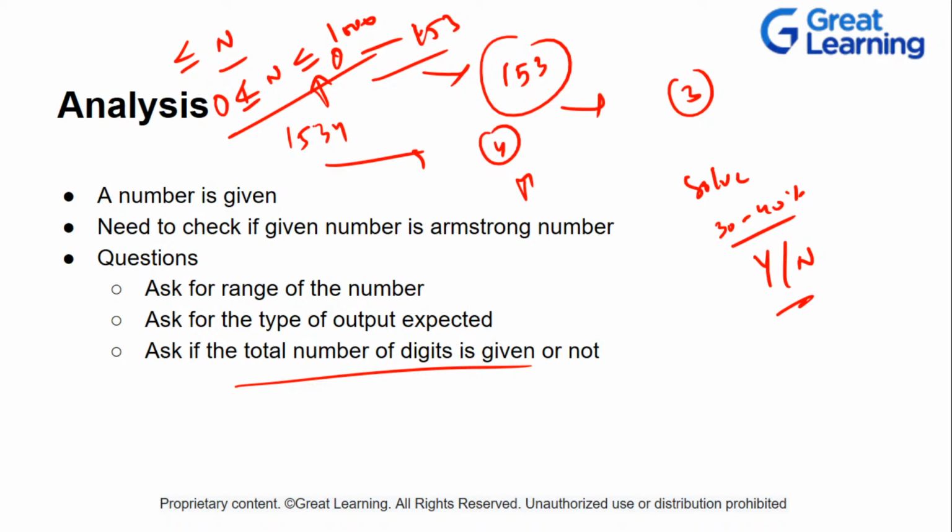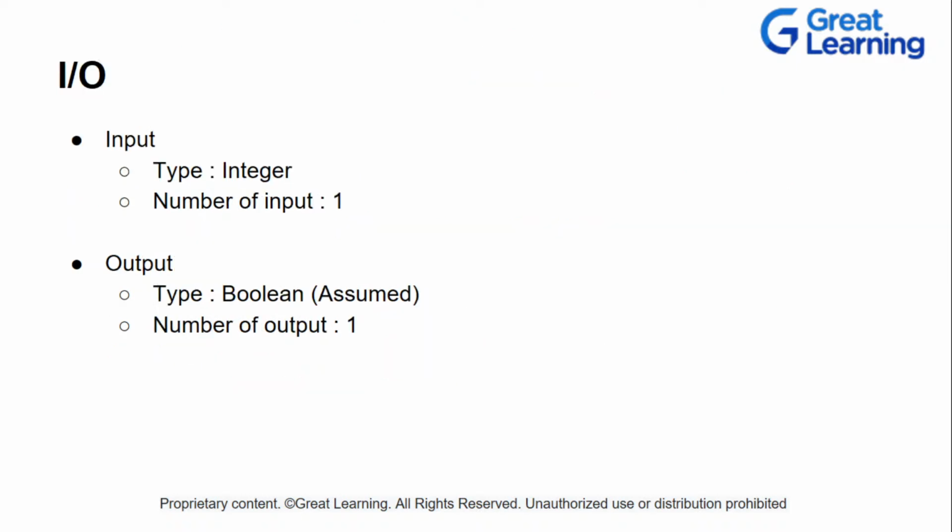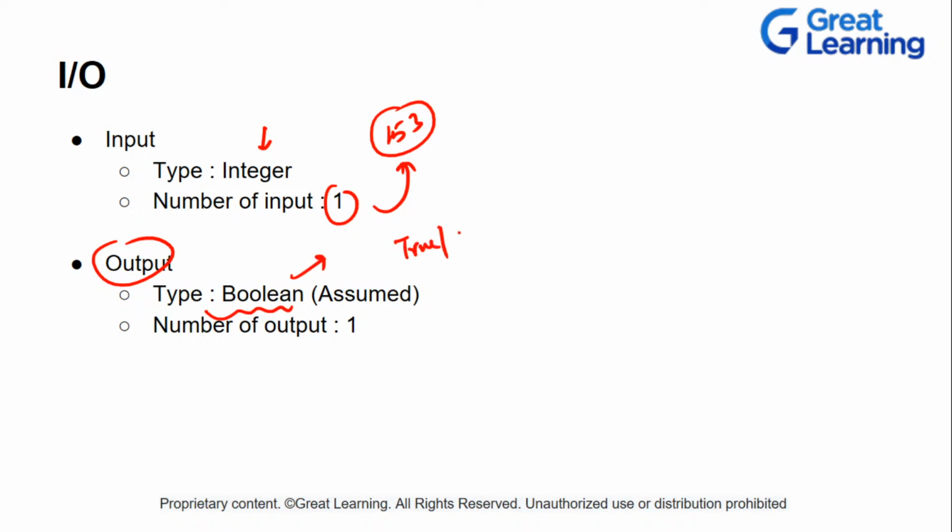Now let's come to the next phase, which is the input and output. So obviously your input type is integer, which was self-explanatory, right? 153 was there and the input was only 1. There was one input given to you, that is the number 153, right? Then the next is the output, where you should assume that this is a boolean. You are supposed to get either true or false, okay?